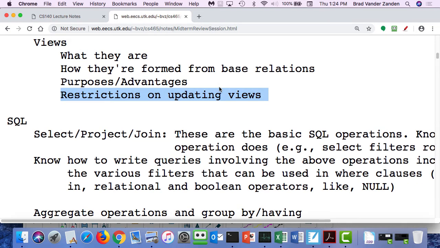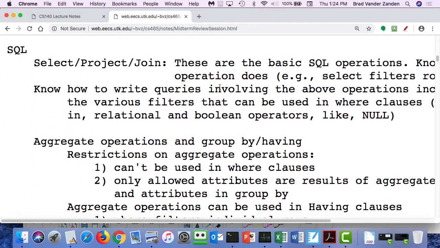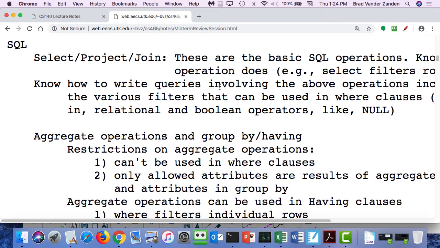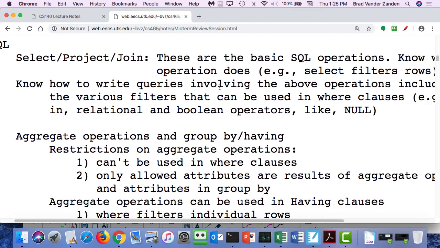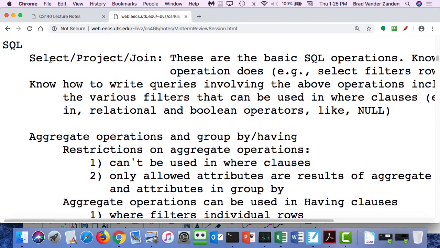So then we had gone and kind of looked at the theoretical foundation for the relational model for its DDL. And then we went to SQL, which is the data manipulation language used for the most common type of database, or relational database, which is SQL, which currently is produced by Oracle. And the basic fundamental operations in SQL are select, project, join.